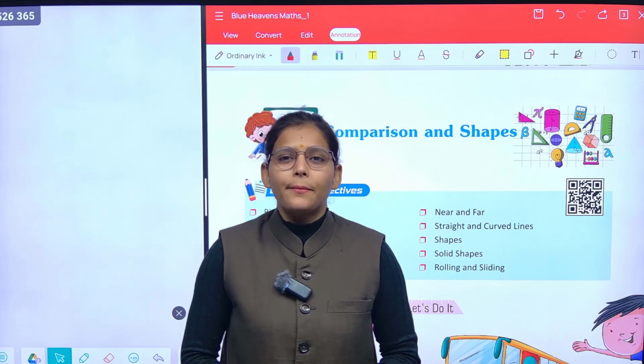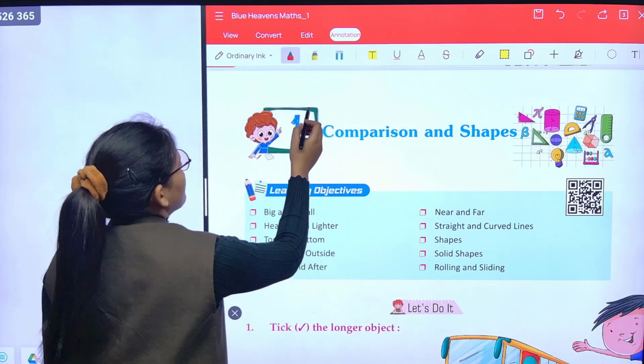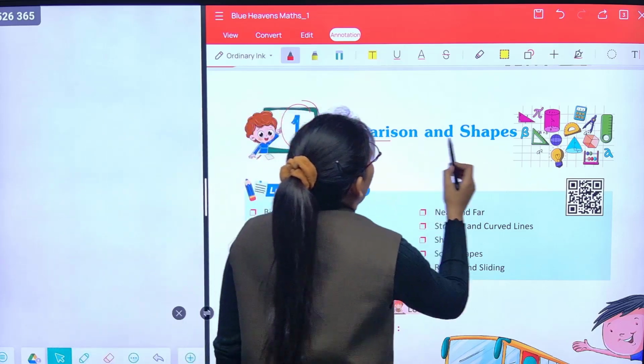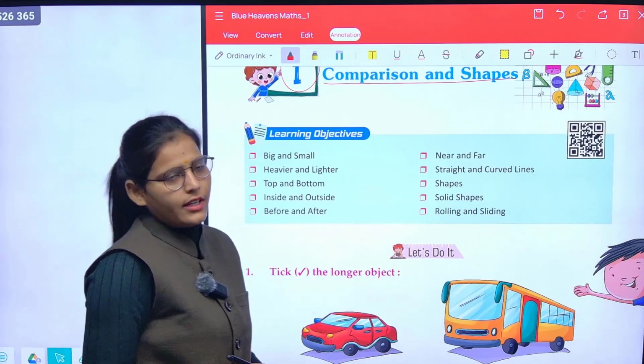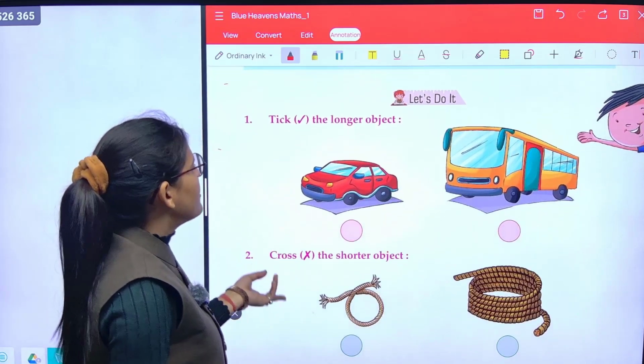Students, today we will learn chapter number 1. Chapter number 1, that is comparison and shapes. Okay class? Class, these are our learning objectives. So class, let's start the chapter.